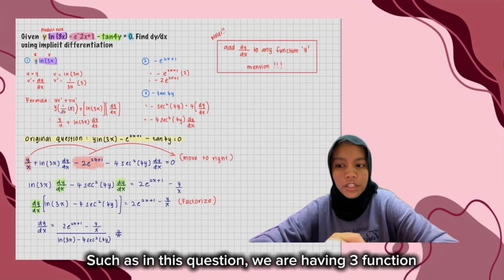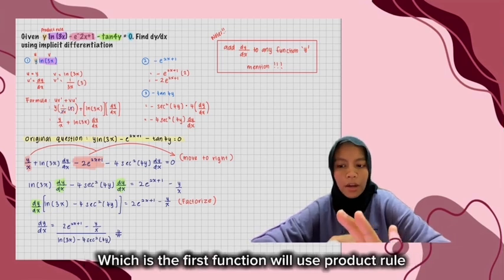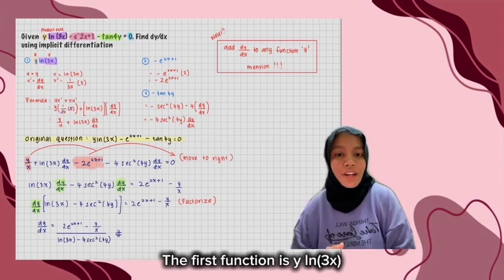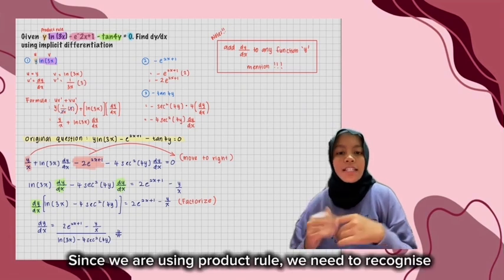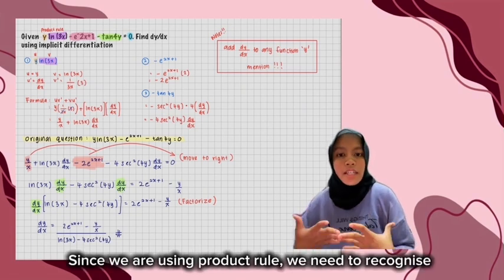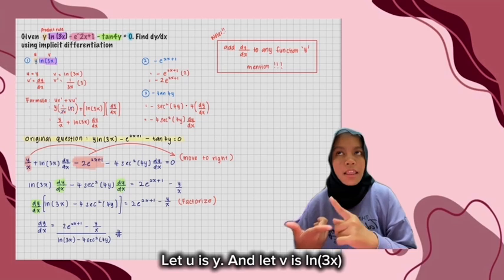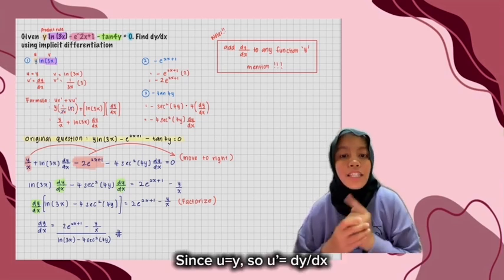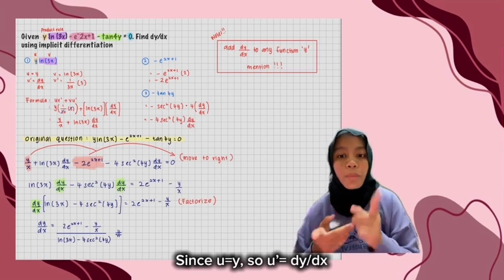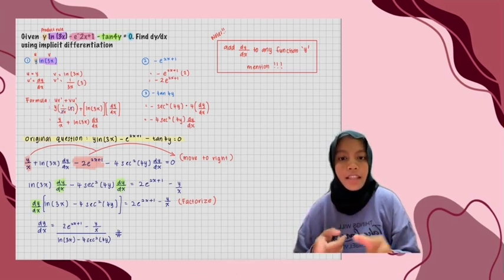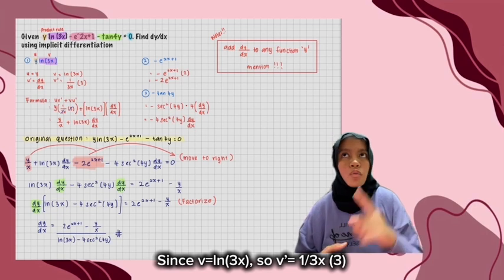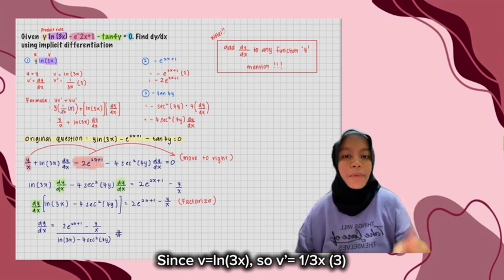Such as in this question, we have 3 functions. For the first function we use the product rule, which is u and v. The first function is y ln 3x. Since we are using the product rule, we need to recognize which is u and v. Let u be y and let v be ln 3x. Since u is y, u prime is dy over dx. And since v is ln 3x, v prime is 1 over 3x multiplied by 3.